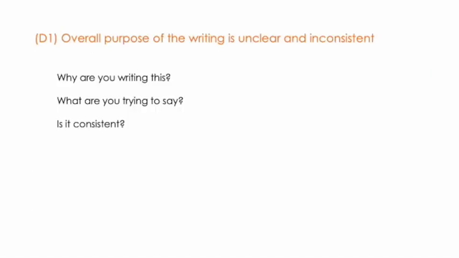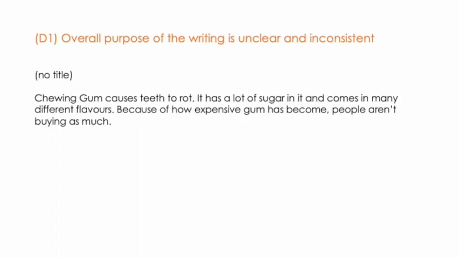D1 talks about the overall purpose of the writing. Why are you writing this? What are you trying to say? And is it consistent? This is a big picture thing, because at the end of the day, you want your message to come through. And we want to make sure that there's consistency in the message that you're getting across for all of the different parts of your writing. If you've received D1 as an area of improvement, it might mean that there's inconsistency in your writing.